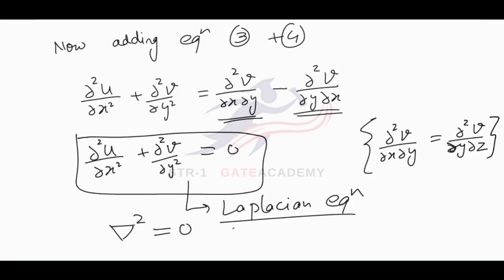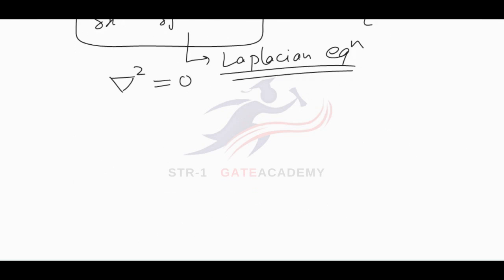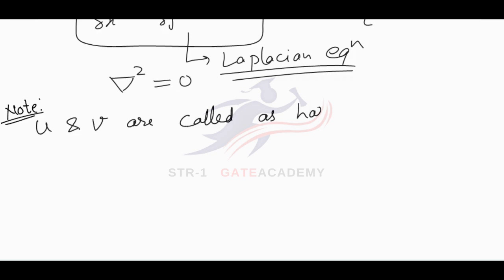This is called the Laplacian equation, and u and v, keep a note here, are called harmonic functions. Clear? Any function whose second derivatives sum to 0 is called a harmonic function. Clear?